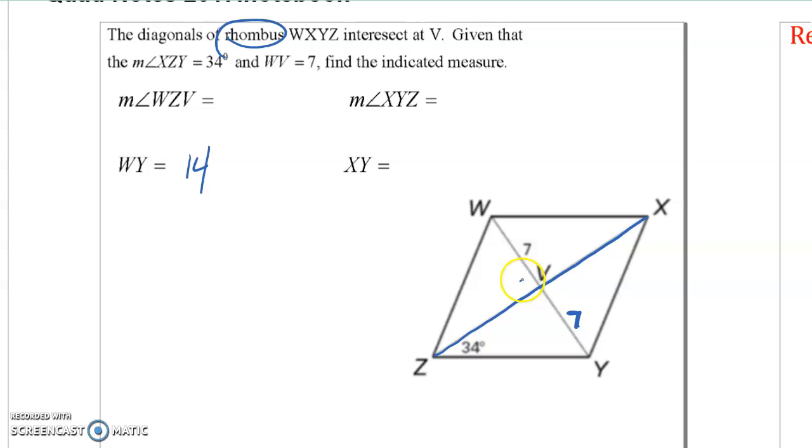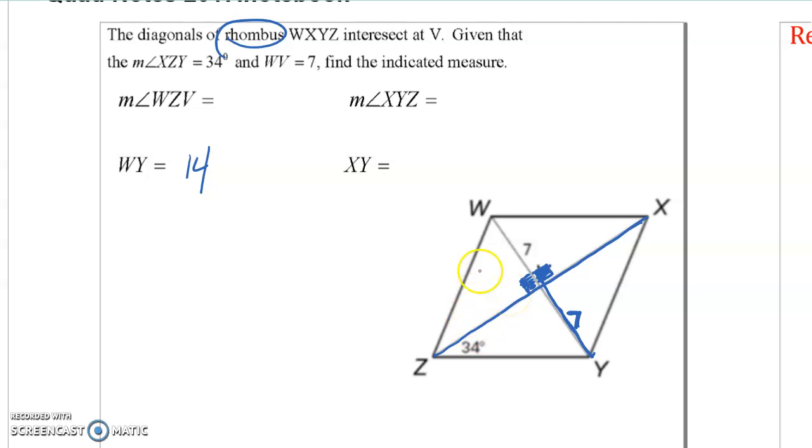What I do know is inside here is 90 degrees. So I do know I have a right triangle and that I have a side length of 7. So if I could get an angle in here, I know I could use trig. So let's look at what else I need.